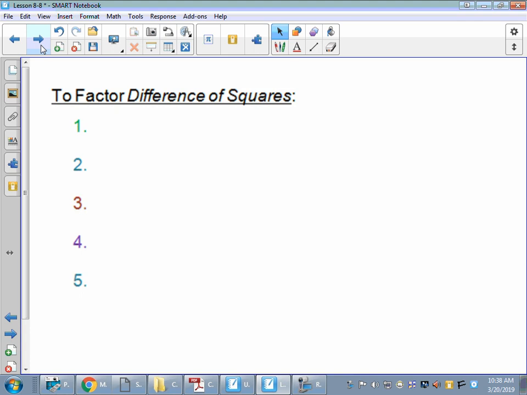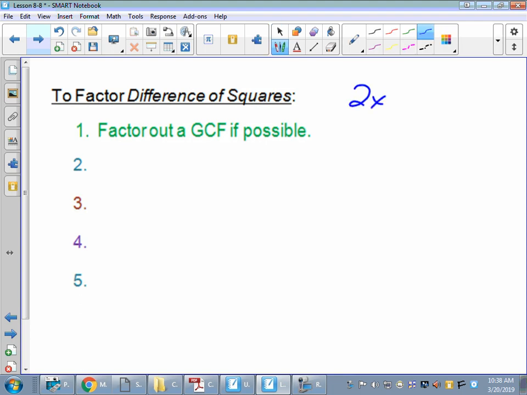Let's factor a difference of squares. The first thing we're going to do, and we'll work through an example as we go, is factor out a GCF if possible. So let's do an example where we have a GCF to work with: 2x squared minus 32. If we can factor out a GCF, then that's great.